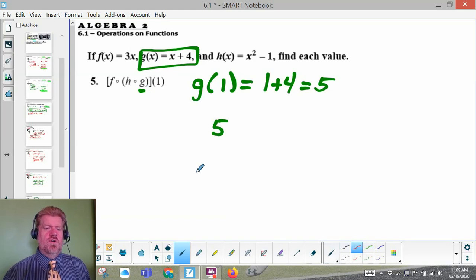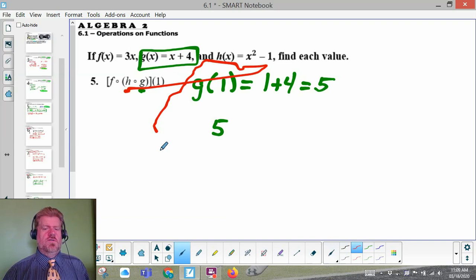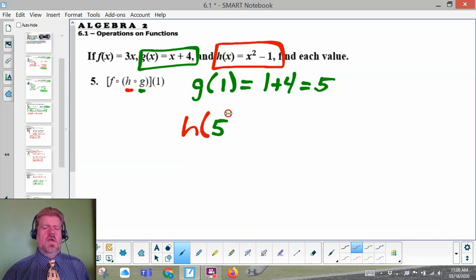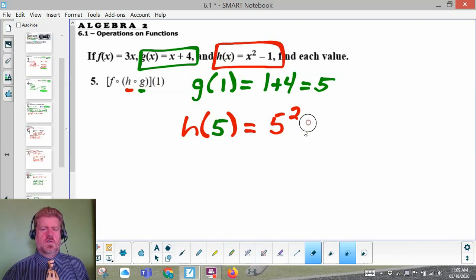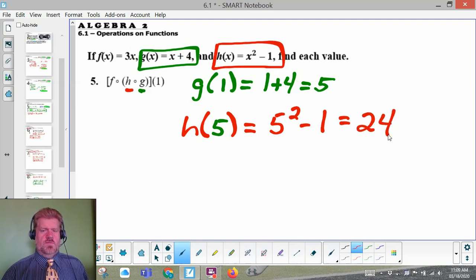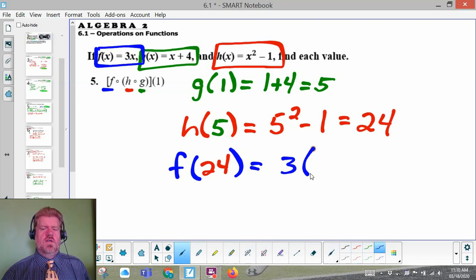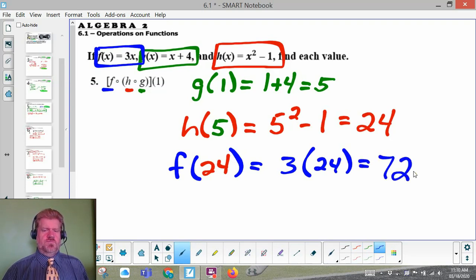Well, with that 5, we're going to put it in for h. Whoa! Excuse me, guys. Let me fix that. There we go. Put it in for h. Well, we know that h is x squared minus 1. H of 5, which equals 5 squared minus 1. And then 5 squared is 25. 25 minus 1 is 24. So now I've got 24. And in place of that 24, now I'm going to put it into f. And f is 3 times x. So f of 24 equals 3 times 24, which is 72. That's how it works. So this answer right here is 72.